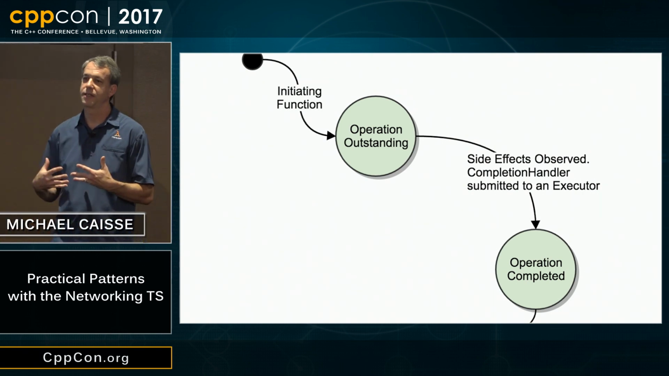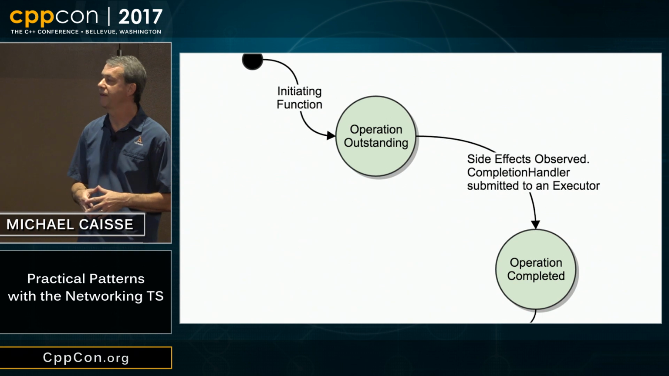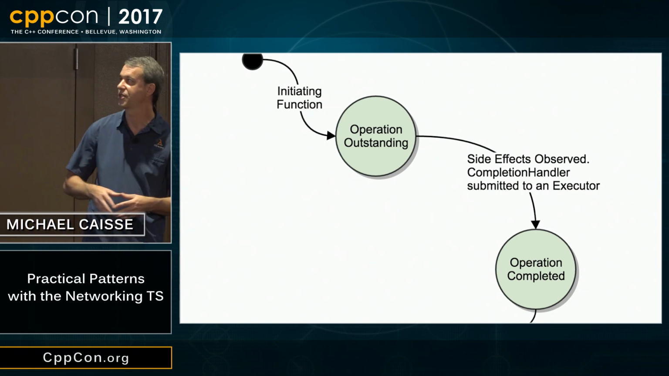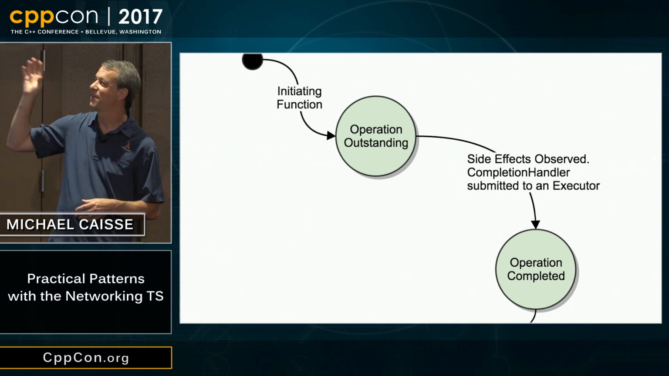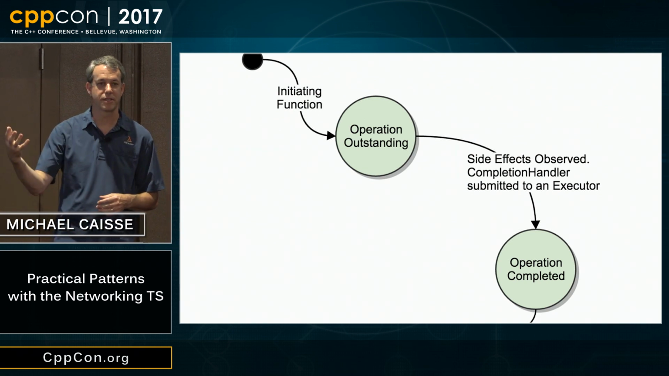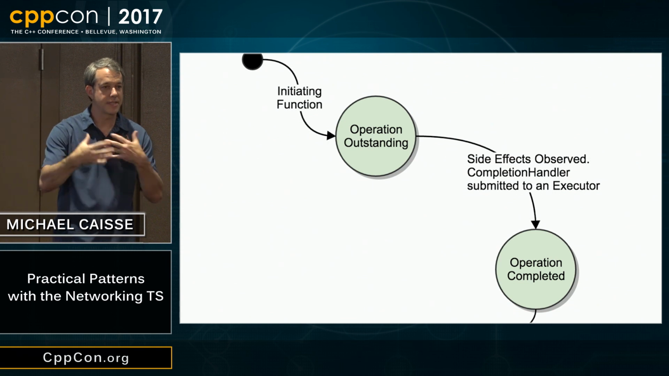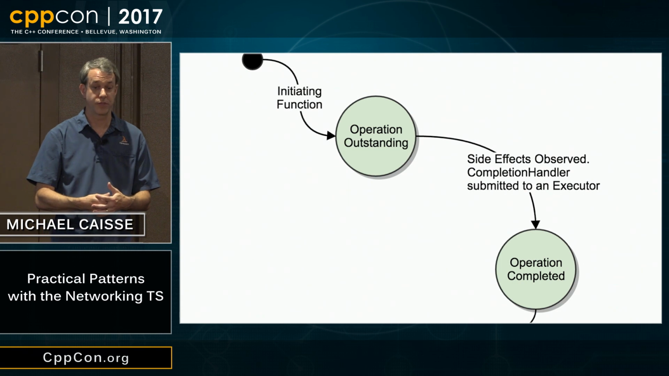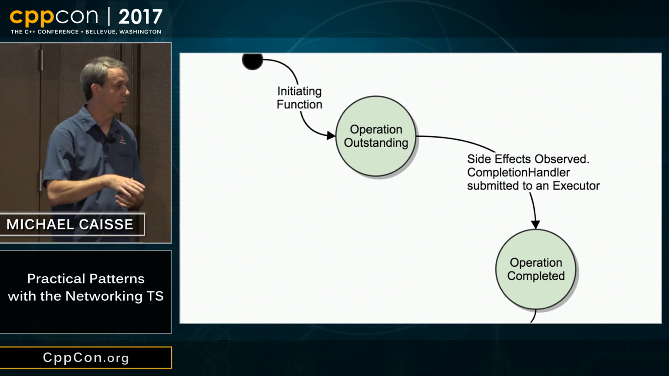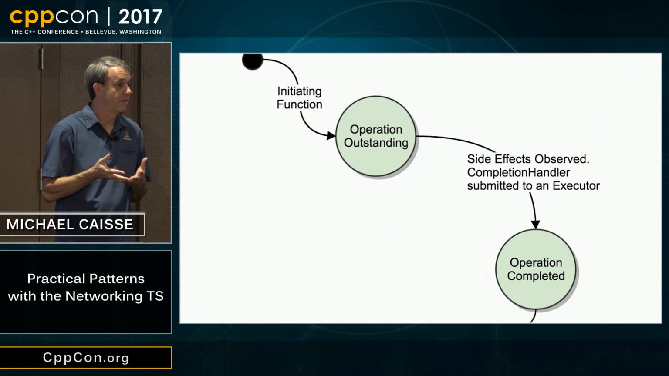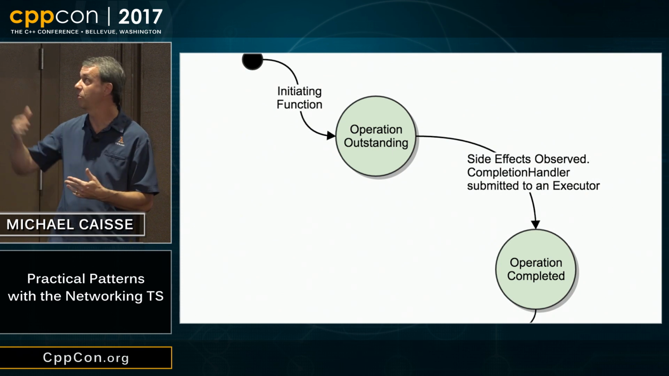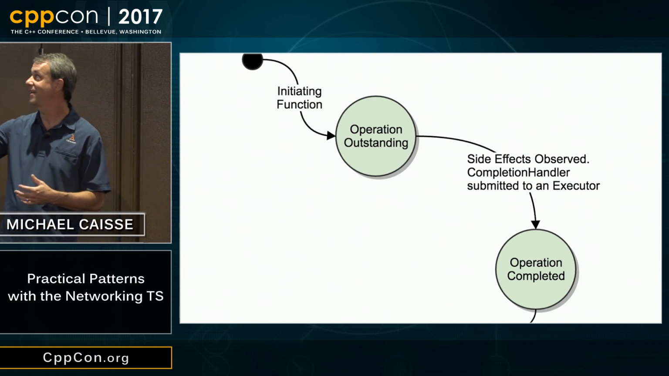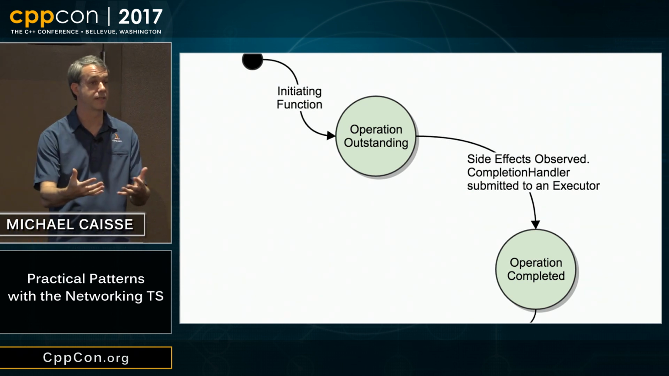So everything inside the asynchronous system starts off with this initiating function. We just saw post. Post is, in essence, an initiating function, but it's not going to actually do much work. The initiating function puts us inside of this operation outstanding state. Things will sit in there until resources are available to do whatever needs to be done. All right? So as soon as the resource is available, like maybe we're doing a network read or a network write, then that operation can be performed, and we will be able to see the side effects. Once the thing is completed, then the completion handler is submitted to the executor.